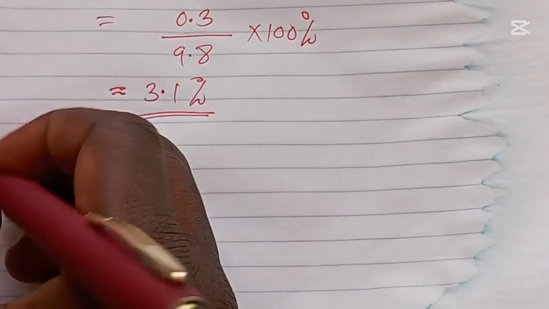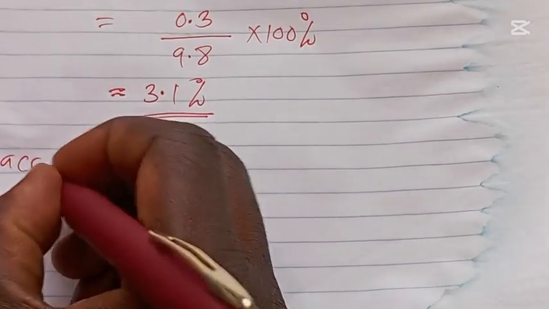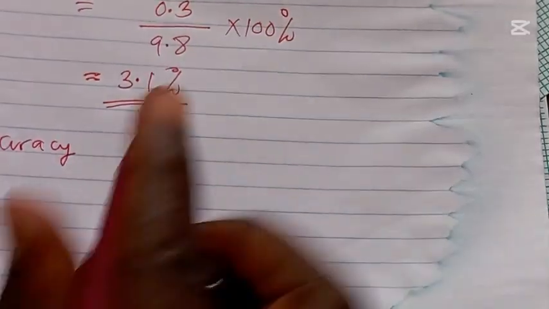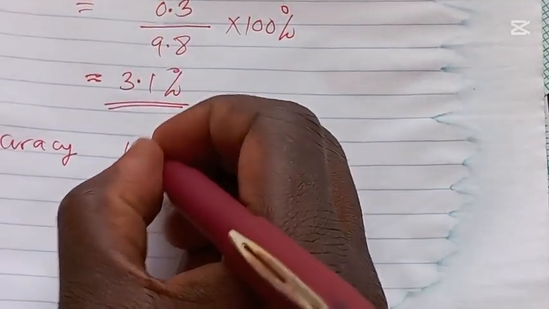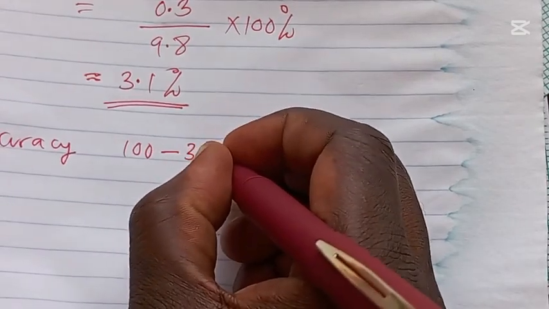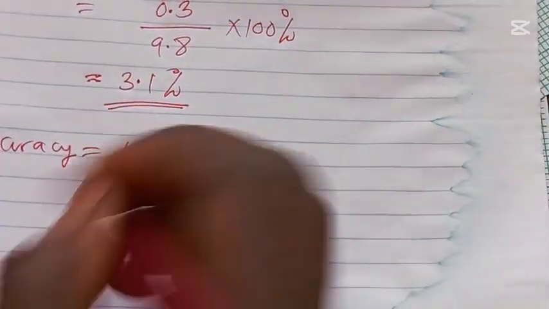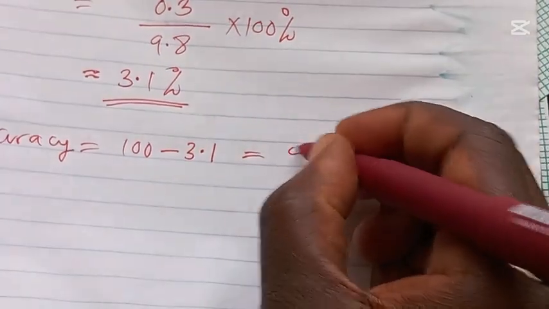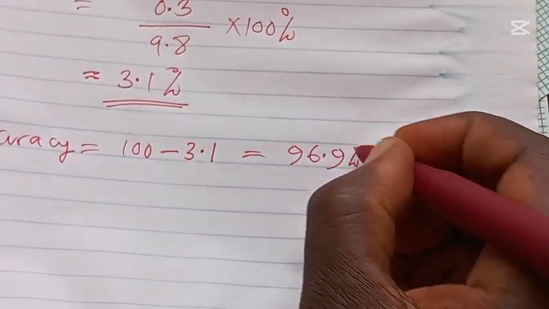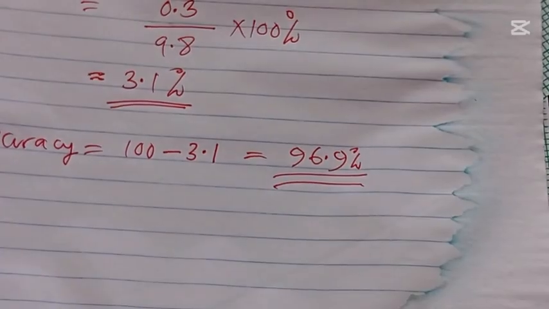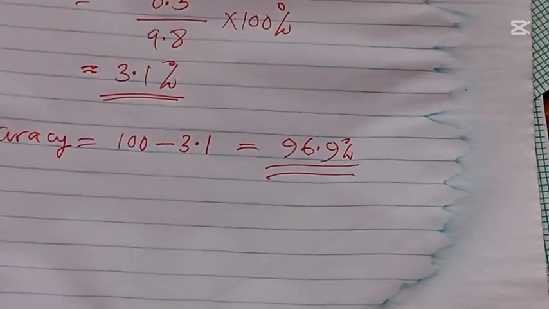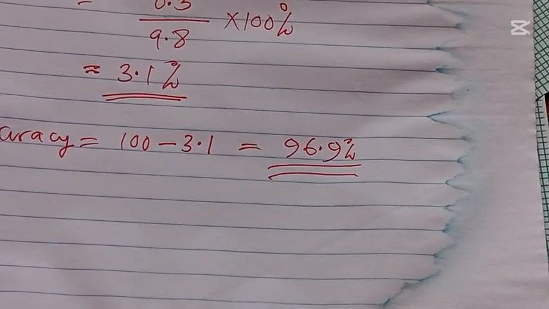Then percentage accuracy. I want to know how accurate I am in determining this g. This should just be 100 minus 3.1. Okay, 100 minus 3.1. So I am 96.9% accurate. Okay, in this experiment, in this practical, I am 96.9% accurate in determining g.